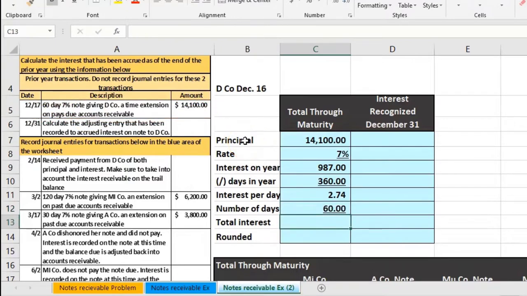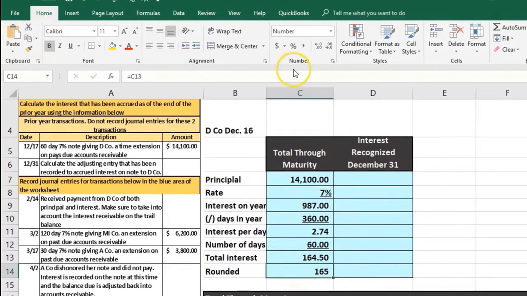Then we're just going to multiply that times that 60 days. So we take that 2.74 times the 60 by saying equals, pointing to that 2.74 in C11, multiplying times that 60 in C12, giving us the 164.50. Now I'm just going to round that by putting that same number into this cell with a formula. It just took off the 50 cents and showed 165 instead of 164.50. How? By going to the Home tab, Numbers, and I just took off the decimal. Note that Excel still sees it as 164.50, but shows the 165 in this cell. So be careful with rounding. So that's going to be this calculation.